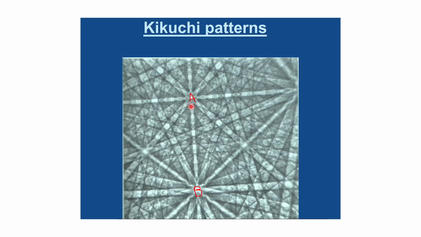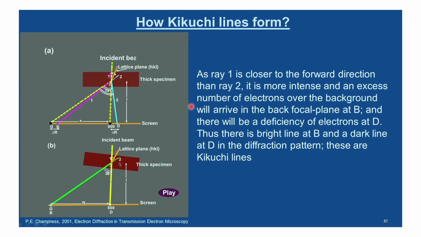But here also the EBSD represents the Kikuchi line patterns only. So how are these Kikuchi lines formed? If this brown one is your specimen and this yellow one is your incident beam, then when the incident beam falls on the specimen, after the interaction with the lattice planes of the specimen, there are two rays, ray 1 and ray 2.